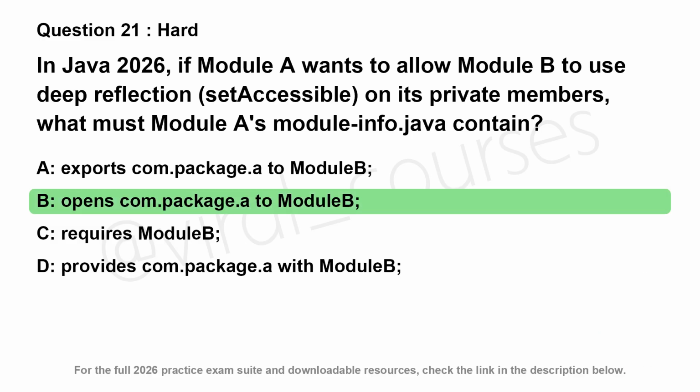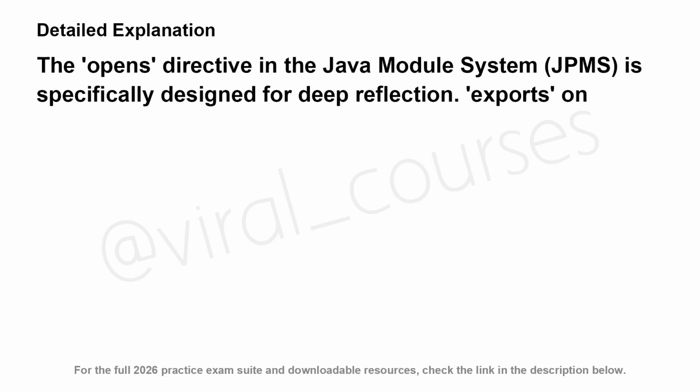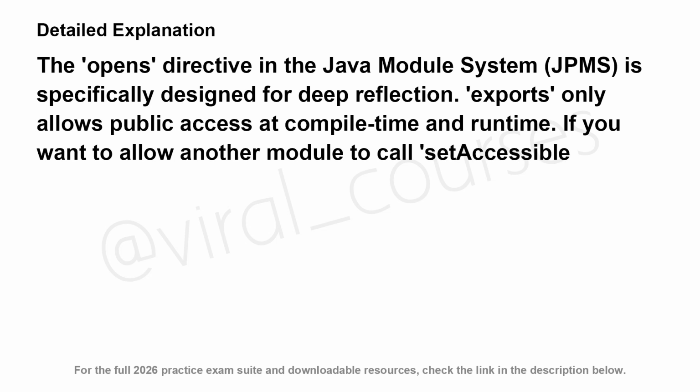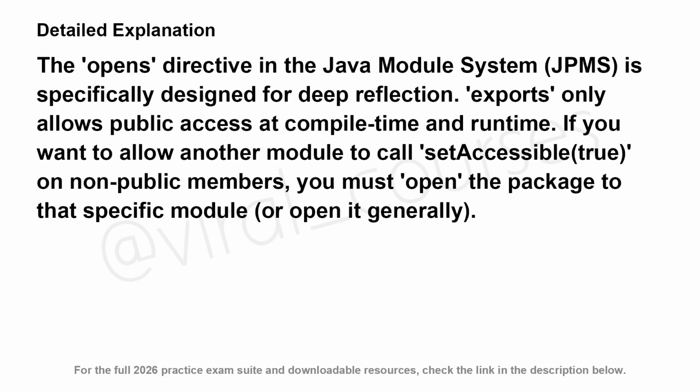The correct answer is B. The opens directive in the Java module system, JPMS, is specifically designed for deep reflection. Exports only allows public access at compile time and runtime. If you want to allow another module to call setAccessible(true) on non-public members, you must open the package to that specific module, or open it generally.